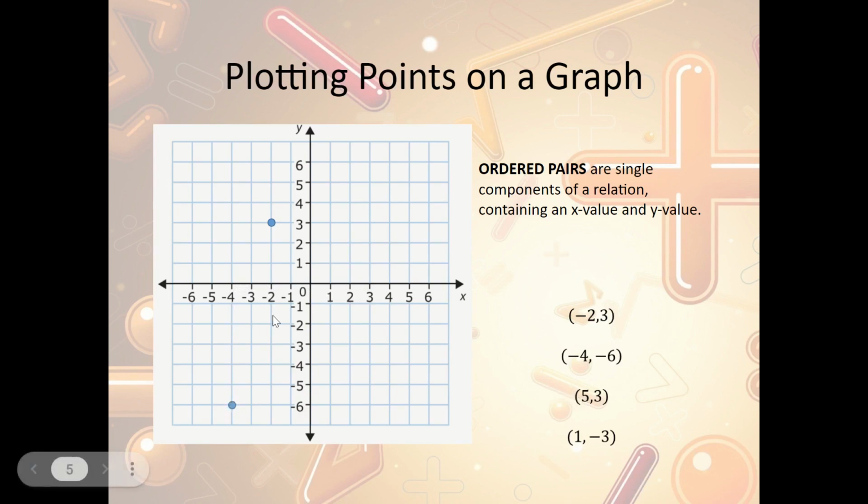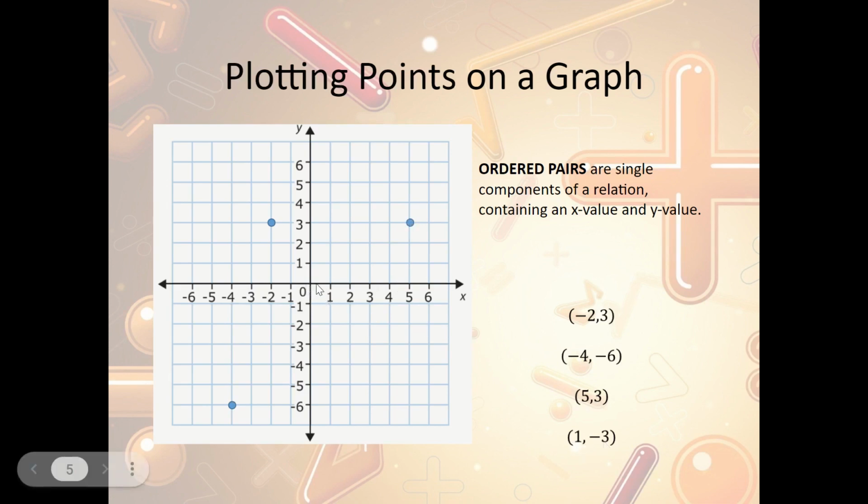Then I have 5, 3. So x is 5, so I'm going to go and find where x is 5, which is here. And y is 3, so I'm going to go find 3, which is right there. And there's that point. And lastly, I have 1, -3.